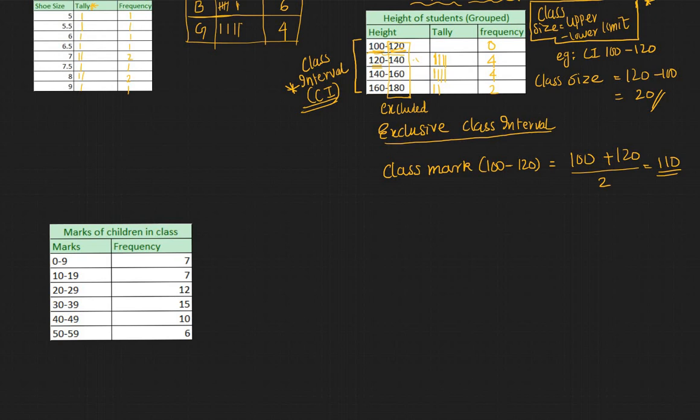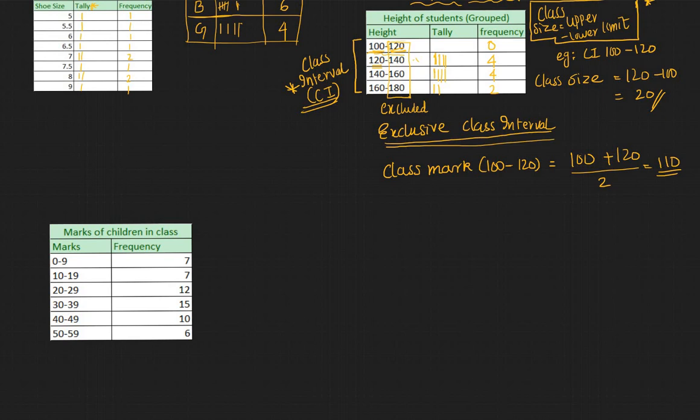Now let's look at one more example. In this example, we have the marks of children in a class, and these marks are given as 0 to 9, 7, 10 to 19, 7, and so on. So between these marks there are so many children. That's what we mean here. So you will straight away see that there is something different from the previous example where we saw an exclusive class interval, which means we excluded the upper bound.